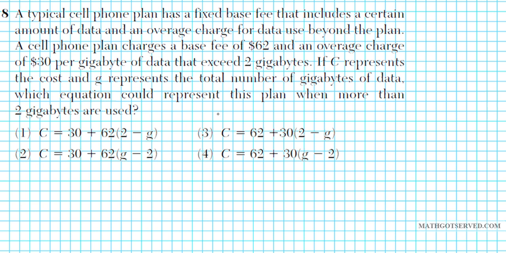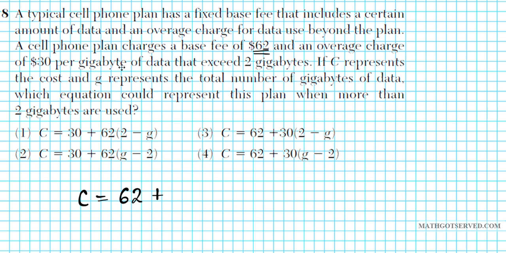This is a kind of problem that requires close reading. You have to really understand what's going on in order to generate the correct equation. C represents the cost, so we start with C. First thing we want to determine is the base charge. Base charge is independent of overages. Here we're told that the base charge is 62. That's the base charge, so we start with 62. Now we're going to add on other things.